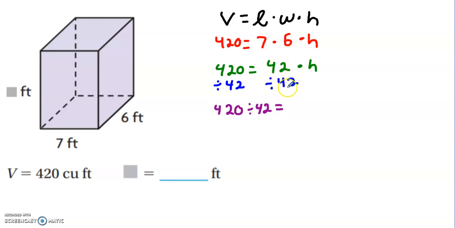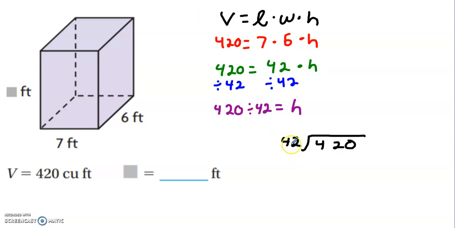Now 42 divided by 42 is 1. 1 times h, by the identity property of multiplication: anything times 1 is that anything. So we're going to keep the h. Now I could turn around and write in my house, so I could do the division. My divisor is 42, that goes outside. My dividend is 420, that goes inside.